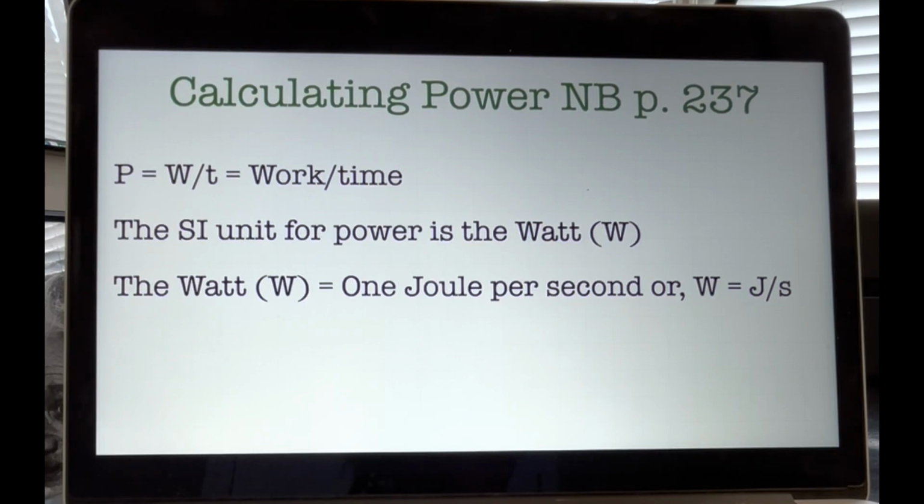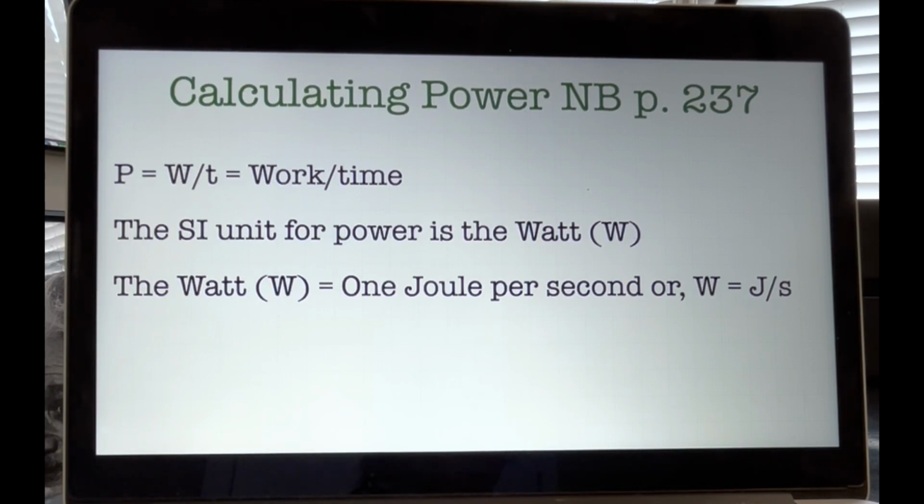You can calculate power simply by dividing the amount of work done by the time needed to do the work. Again, because we said power was really the rate of doing work. All right, so the SI unit of power is the watt, which is equal to 1 joule per second, since work is measured in joules and time in seconds. The power unit was named after the Scottish scientist James Watt.